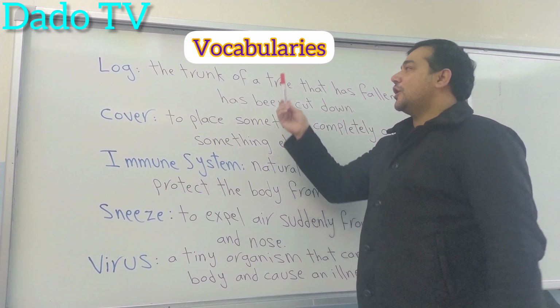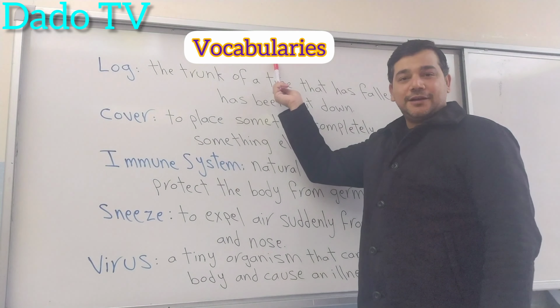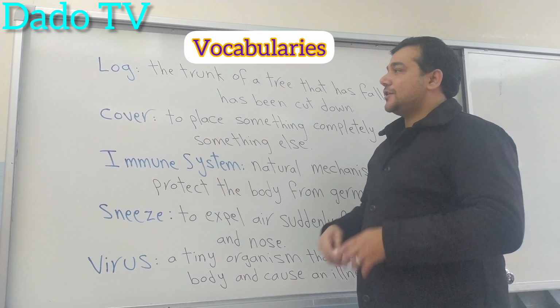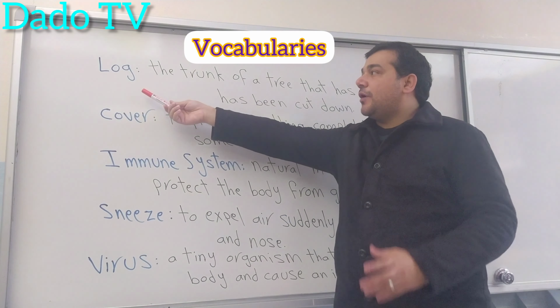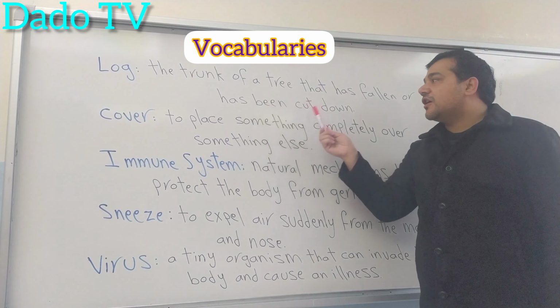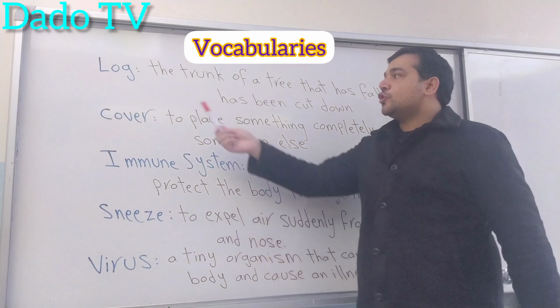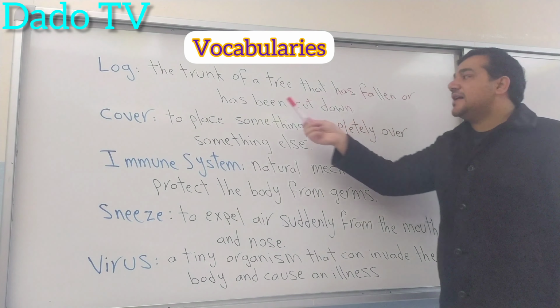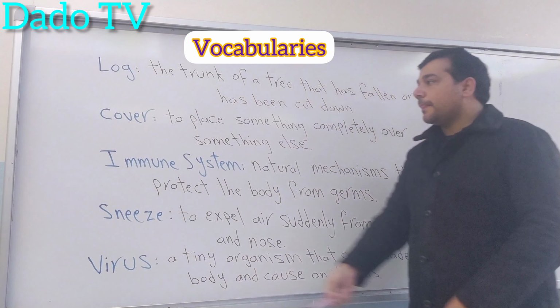As you can see, I am going to talk about the 15th part of vocabularies in English language. We arrived to the 15th part of vocabularies in English conversation. We have log. What do you mean by log? The trunk of a tree that has fallen or has been cut down. Again, usually we mean by log the trunk of a tree that has fallen or has been cut down.